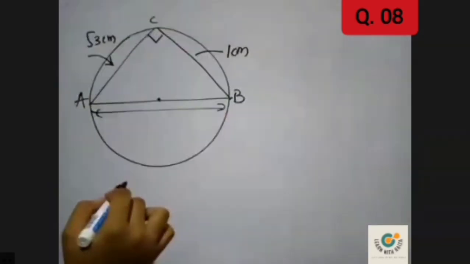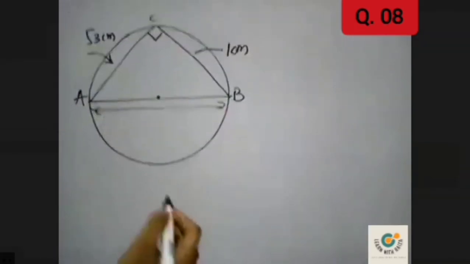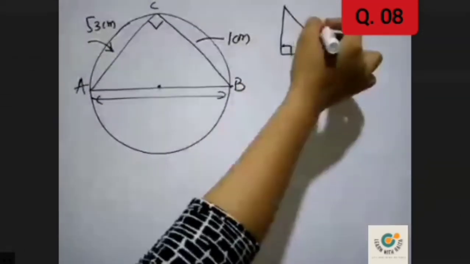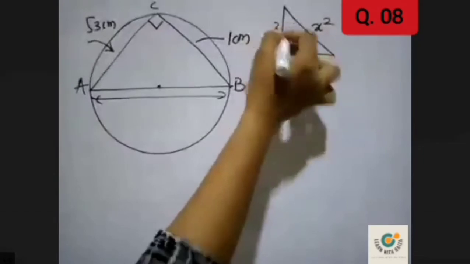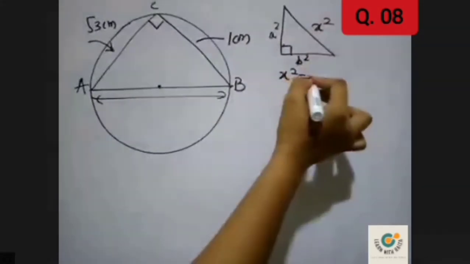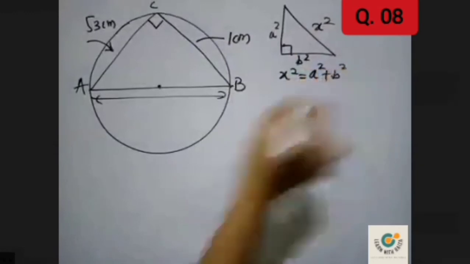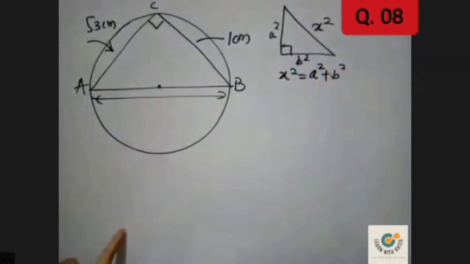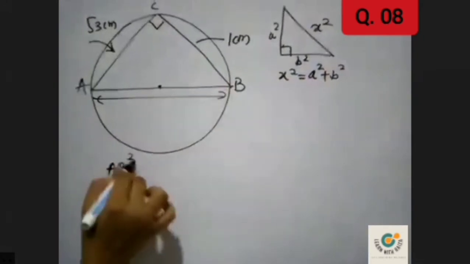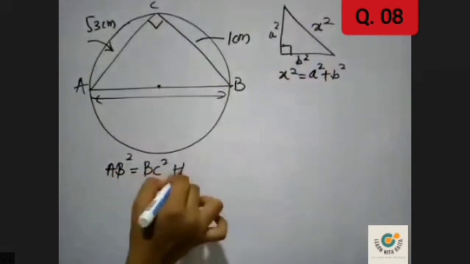So what can we do? We can apply Pythagoras. You know the Pythagoras theorem. If you have a right angle triangle, the hypotenuse squared is equal to the sum of the squares of the other two sides. So I can take it here also. In the triangle ABC, my hypotenuse is AB. So I can write AB squared equals BC squared plus AC squared.